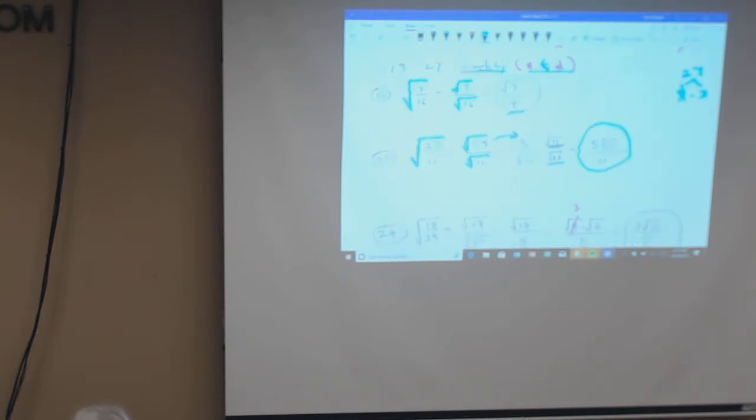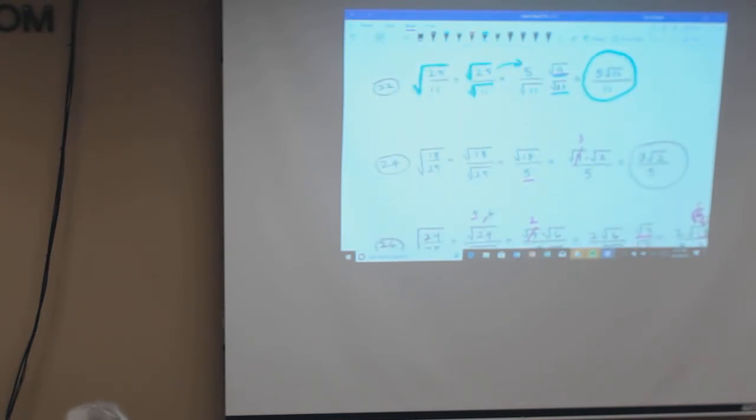Let's do another one. 24. Radical 18 over radical 25. I just make it radical 18 over radical 25. But the square root of 25 is 5. And 18 becomes what? 9 times 2. So the square root of 9 times the square root of 2 would be 3 times the square root of 2 over 5. Everybody follow that?